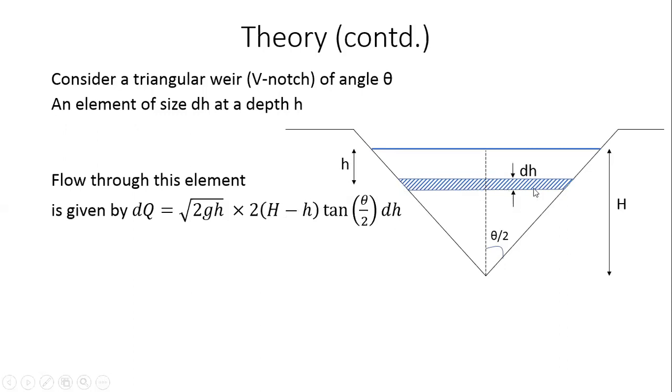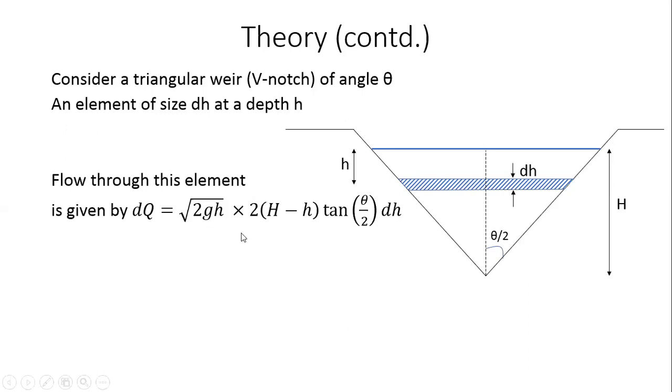So the width of this element is 2 times (H minus h) into tan theta by 2, and the thickness is dh. So that is the area of this elemental area, right? The area of this element is 2 times (H minus h) into tan theta by 2 multiplied by dh. You can apply geometry and prove this for yourself. It's fairly straightforward, right? So the flow through this element is under root 2gh, which is the velocity, multiplied by the area, which is this entire big term.